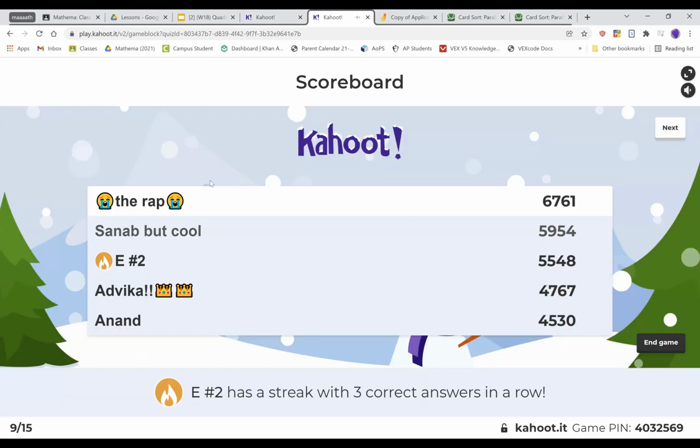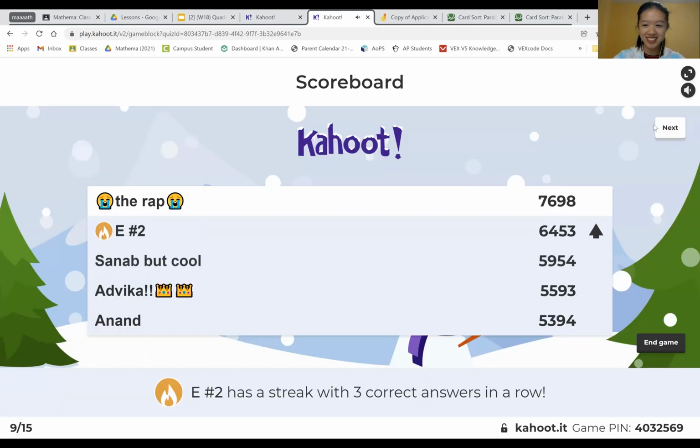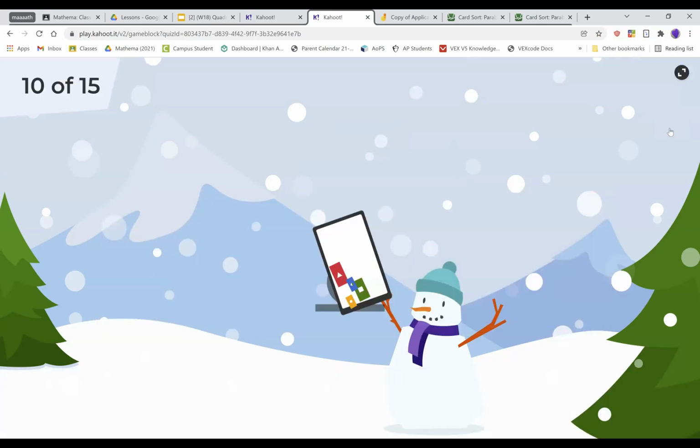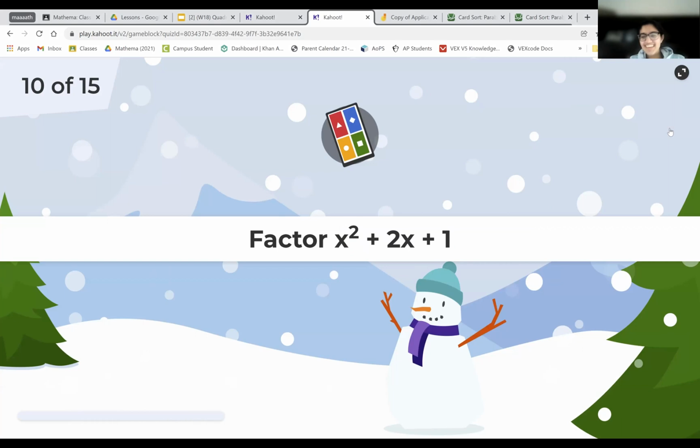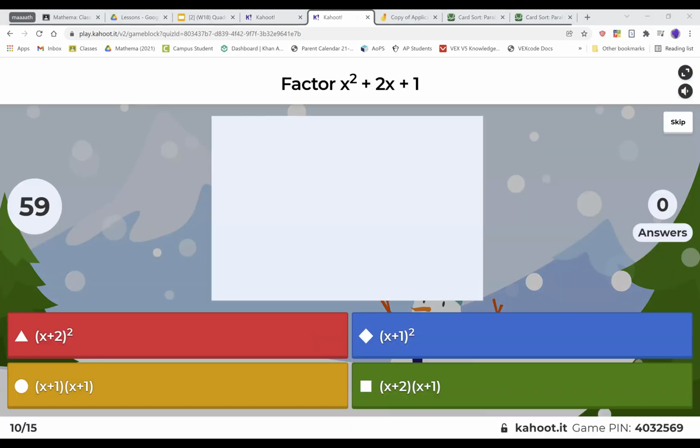Oh, yeah. He's still on the podium though. It's still on the podium. It's just the one that everyone got correct apart from him.